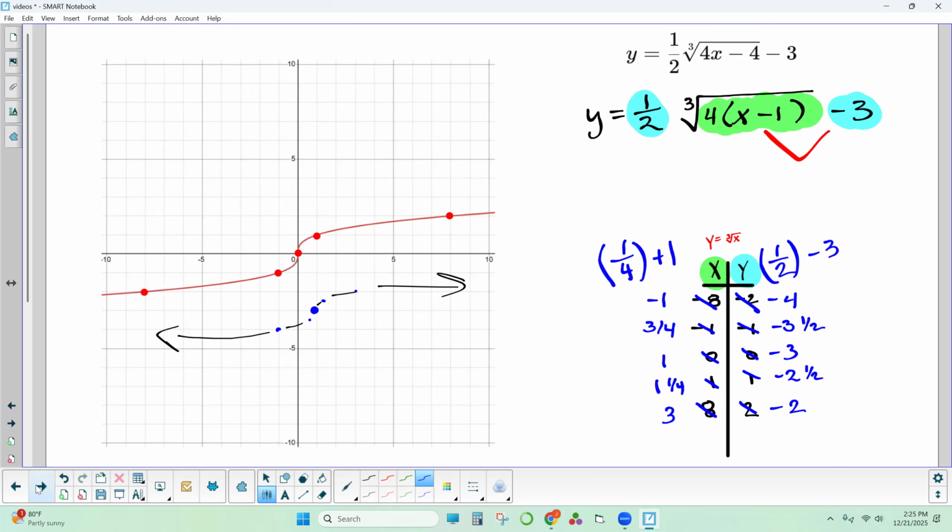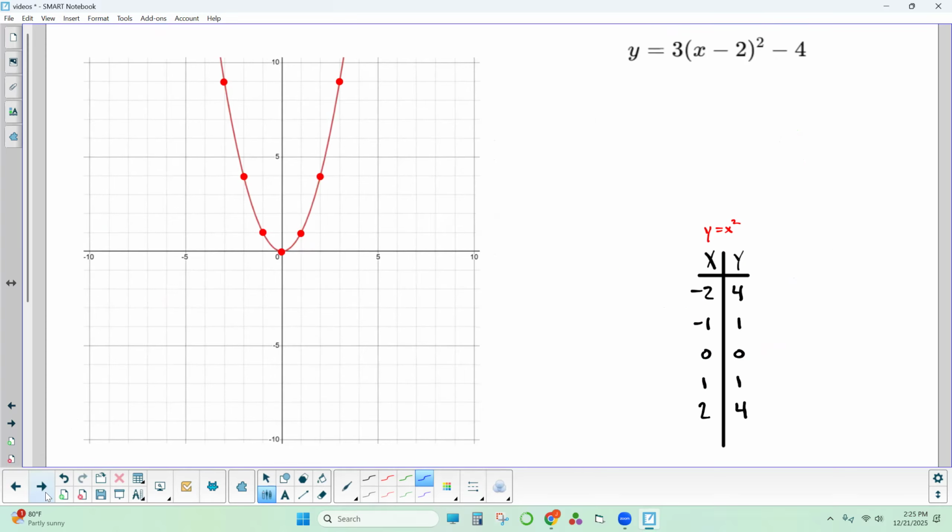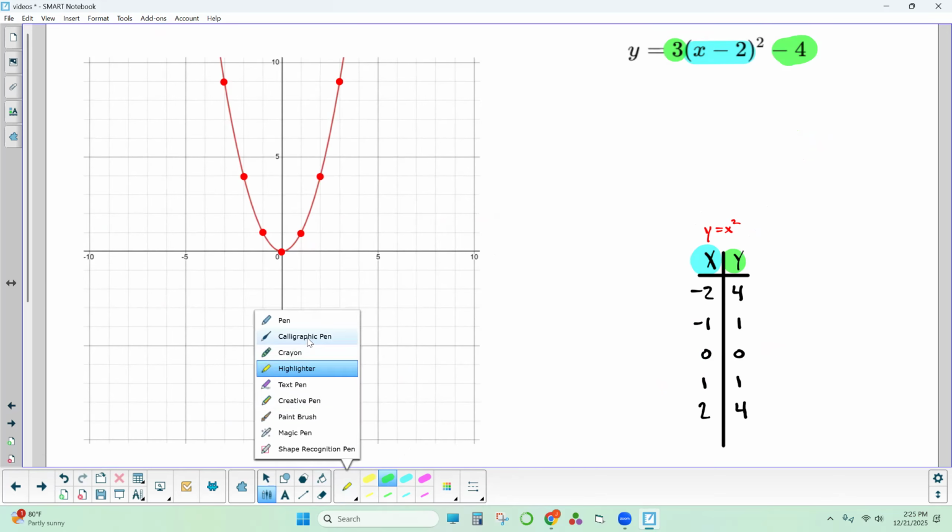All right, let's look at another one. So here is our quadratic. Again, parent function established. I've got my table, and I'm going to identify my horizontal transformations and my vertical transformations. Okay?